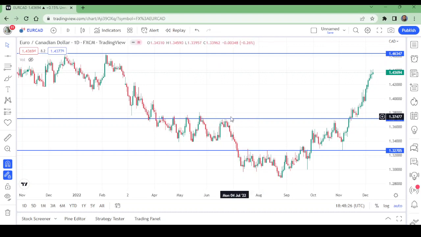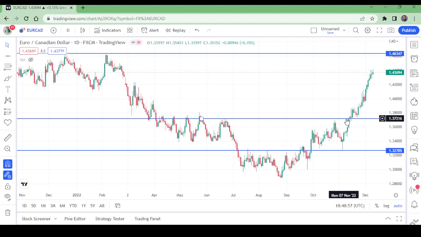That was this resistance, and before this resistance this pair was pushed down, but after hitting this support it broke this resistance and is going up. What is resistance? The price after which the pair goes downward. This was the price that has sent this pair downward.